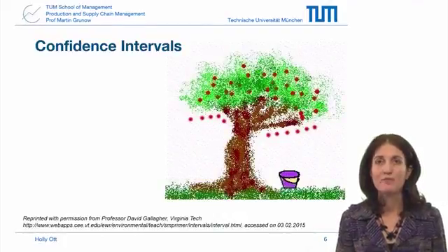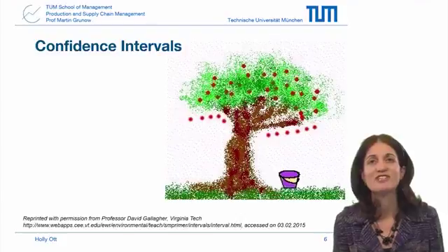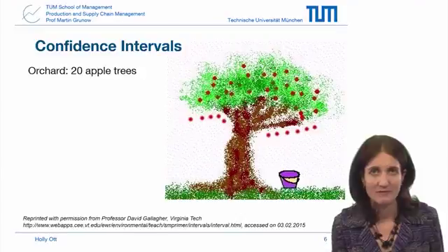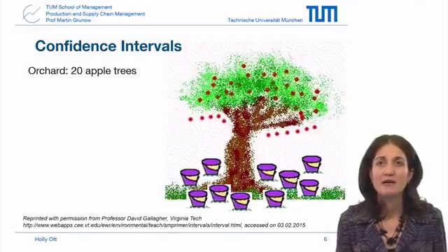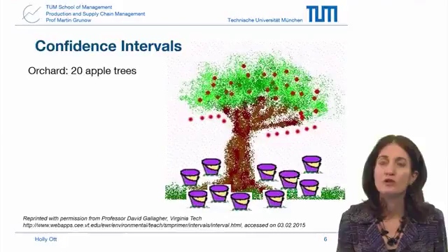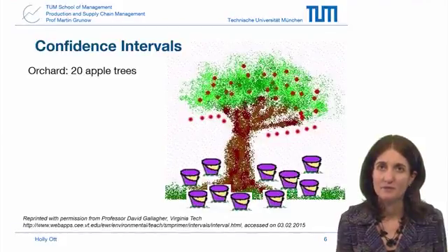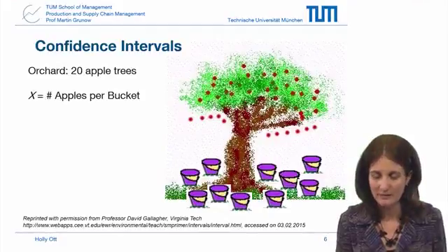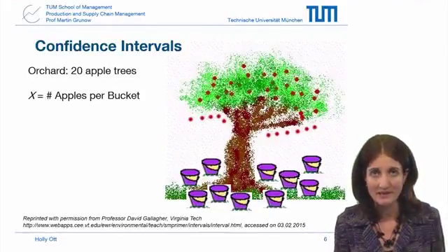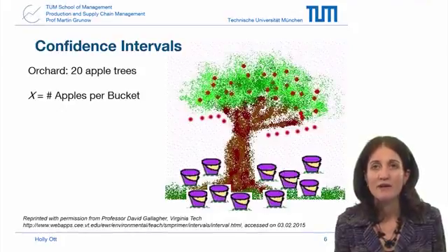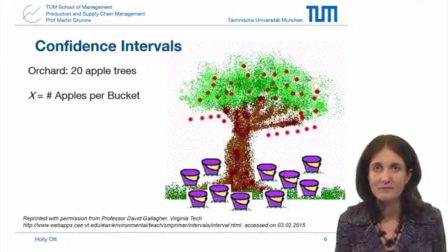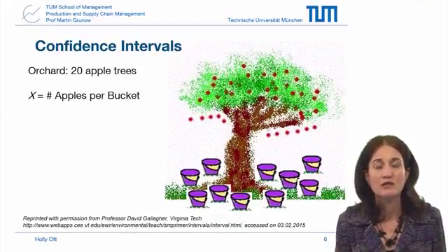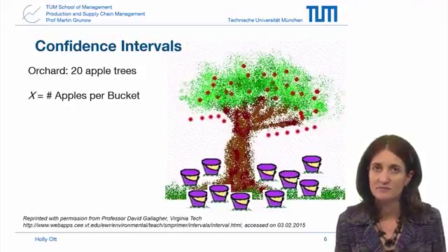Now, we're going to use an example from Professor David Gallagher from Virginia Tech. Suppose we are in an orchard which has 20 apple trees, and we place 10 buckets under each tree in order to catch falling apples. If we are interested in the number of apples per bucket, maybe we want to know if we can carry the buckets, we know that the number of apples per bucket for any specific bucket will vary, and we assume that this value will be normally distributed with a mean and standard deviation.